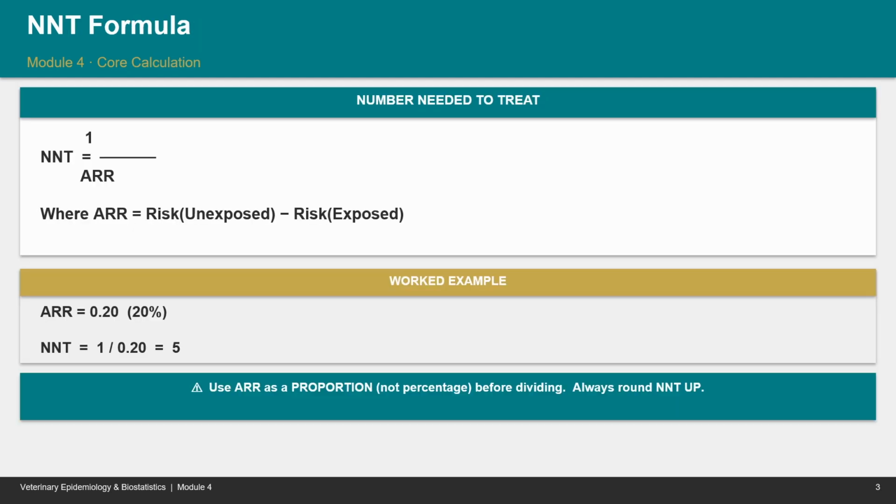The formula is simply 1 divided by the ARR. Make sure your ARR is expressed as a proportion, not a percentage before you divide. So if your ARR is 20%, you use 0.2 in the formula. 1 divided by 0.2 gives you an NNT of 5, meaning you'd need to treat 5 animals to prevent one case of disease. Always round NNT up to the nearest whole number, since you can't treat a fraction of an animal.